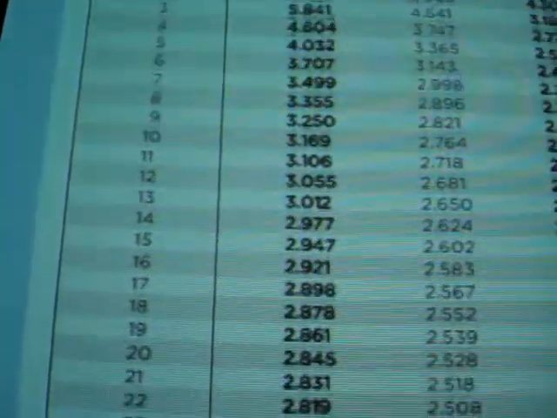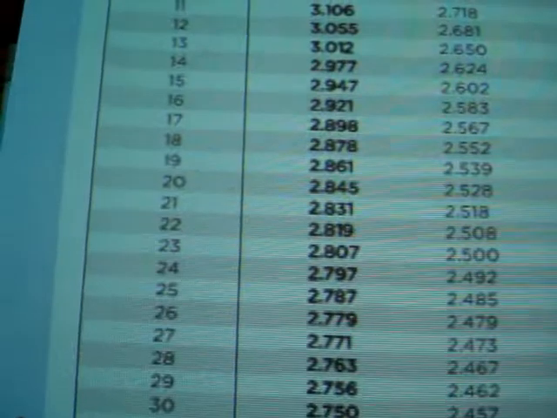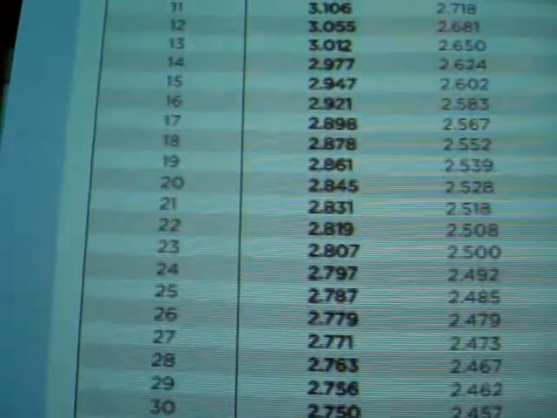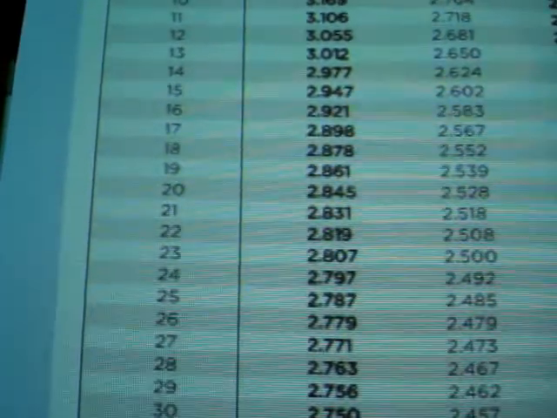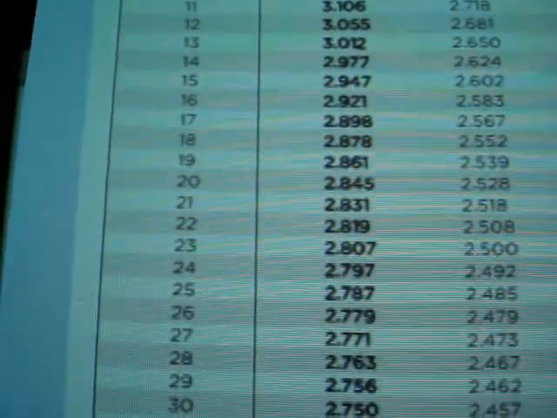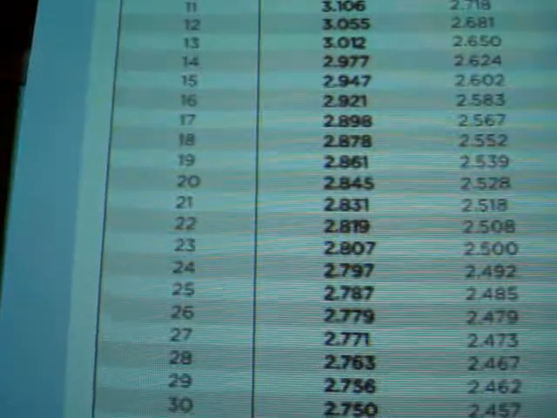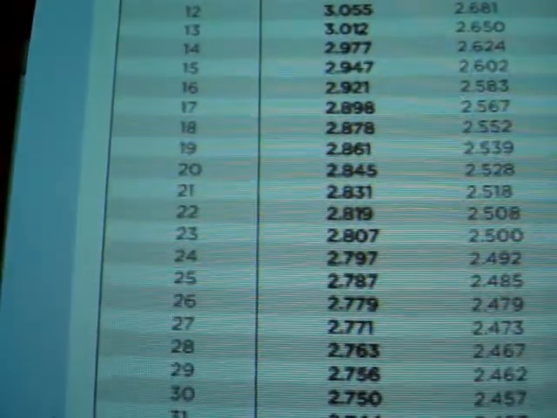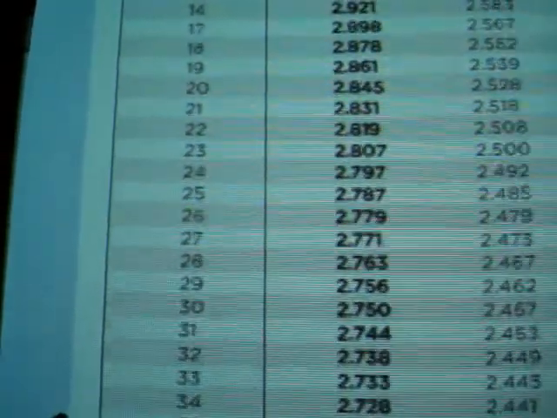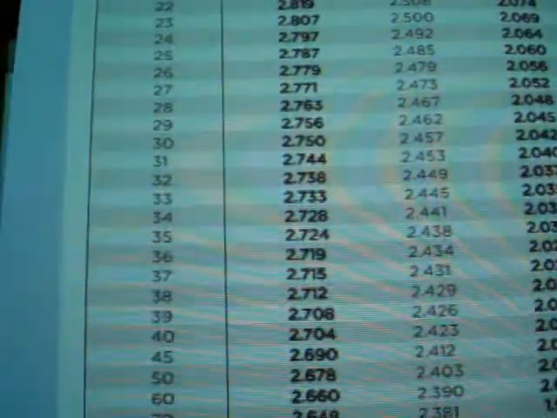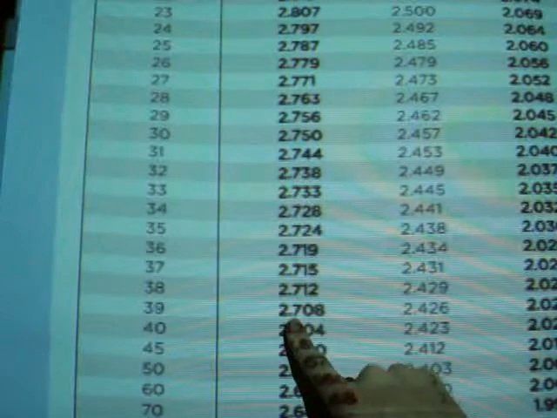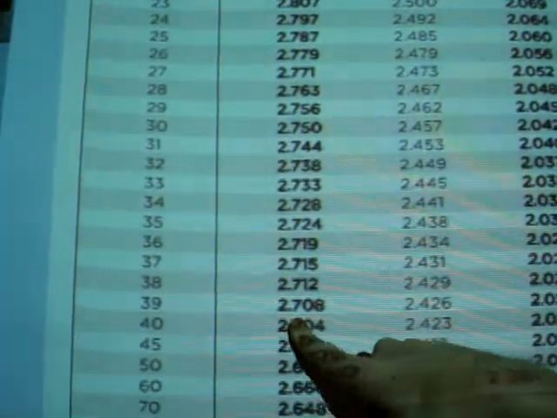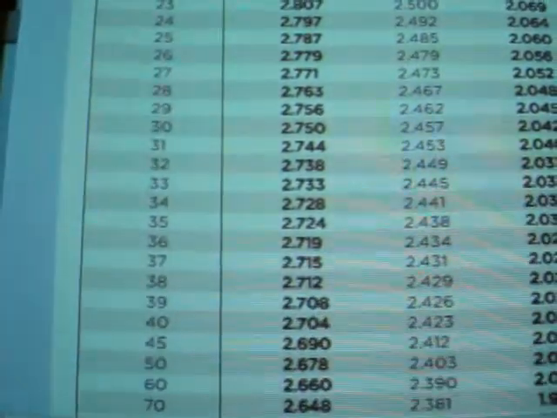Now we have to figure out the appropriate degrees of freedom to use. Since we had a sample of size 40, for this particular procedure we would use degrees of freedom one less than the sample size, n minus 1. So we would use 39 degrees of freedom. We pick the appropriate confidence level, and here we have 2.708. So 2.708 is going to be our t critical value.